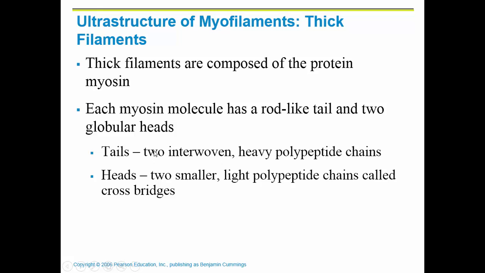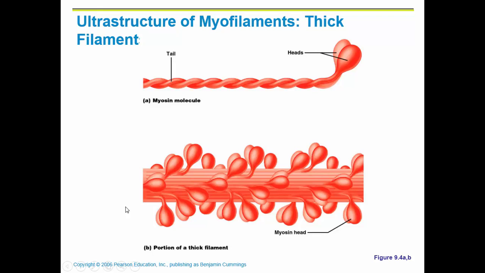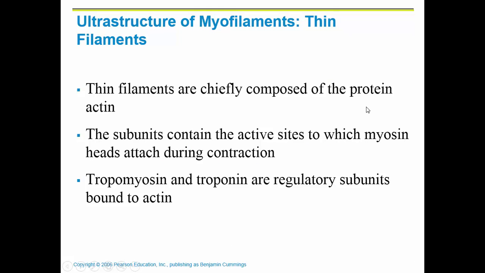And the heads, they have these two little heads that are going to form something called a cross bridge, which is going to become important when we talk about the sliding filament theory. So this is what a myosin looks like. This is a protein, and you can see that along the myosin area, there's many different myosin molecules kind of interwoven, but the tails will be wound together, and then you have these two heads that are eventually going to form the cross bridge.